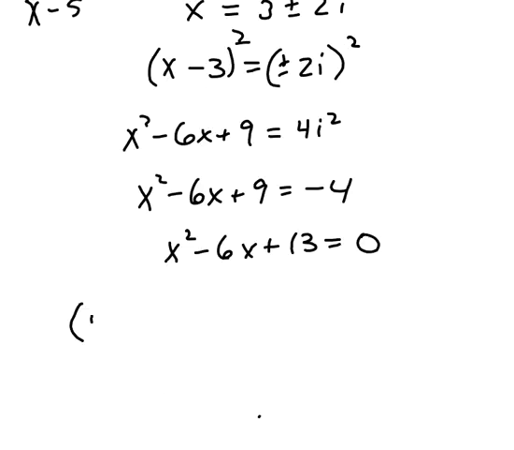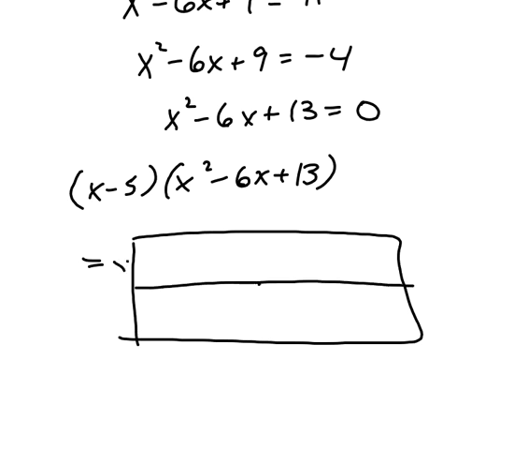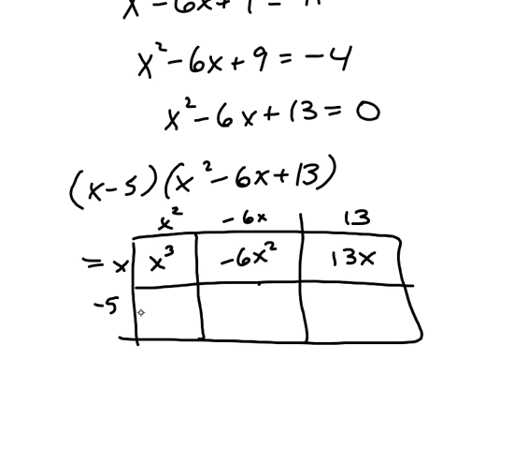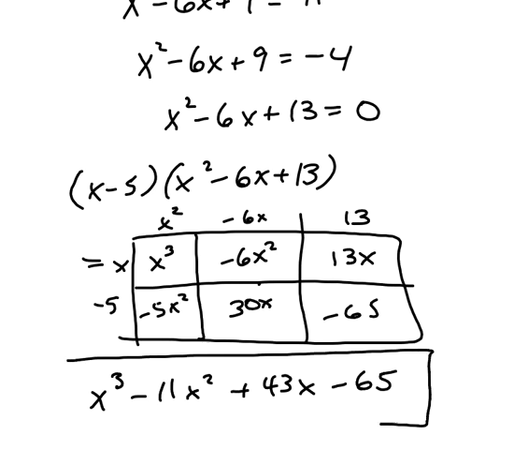Then I just have to multiply by another x minus 5. We just did that same piece. So let's use a box this time. So we'll have x minus 5, x squared minus 6x and 13. So x cubed minus 6x squared, 13x, negative 5x squared, 30x, and negative 65. So we end up with x cubed minus 11x squared plus 43x minus 65. And that's the final answer.